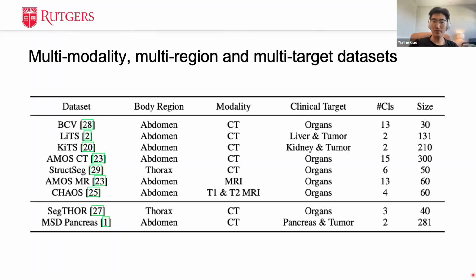So to evaluate the effectiveness of this challenging universal paradigm, we curated our dataset with 3 factors: basically the body region, modality, and the clinical targets. We primarily focus on the abdomen and select 1 dataset in the thorax. Most datasets are focused on CT, with 2 from MRI. For the clinical targets, we mainly focus on the organs, while 2 have tumors. And we also evaluate our methods on 2 downstream tasks.